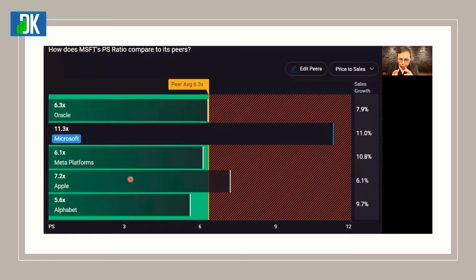So, considering only the price to sales ratio, Microsoft is looking a little expensive, because the peer group average PS ratio stands at 6.3, while Microsoft has 11.3. So it is looking expensive. However, this is not the only criterion by which we can assess the valuation of a stock. We have to look at the PE ratio. We have to look at the PB ratio. We have to look at the fair price value or intrinsic value of the stock. So other fundamental parameters or financial ratios should be kept in mind while assessing the overall valuation of a stock.